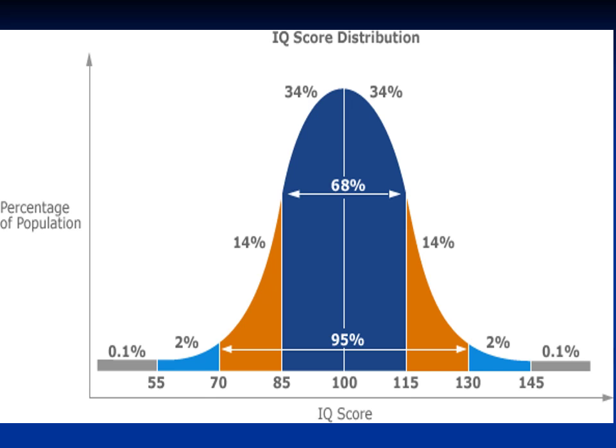So if you gave this IQ test to 1 million people, say, at random, you'd actually expect 14%, or 140,000 people out of 1 million, to score between 70 and 85. You'd expect 14% to score between 115 and 130, okay? And you'd expect 2%, or about 20,000 people, to score between 55 and 70, and so on.